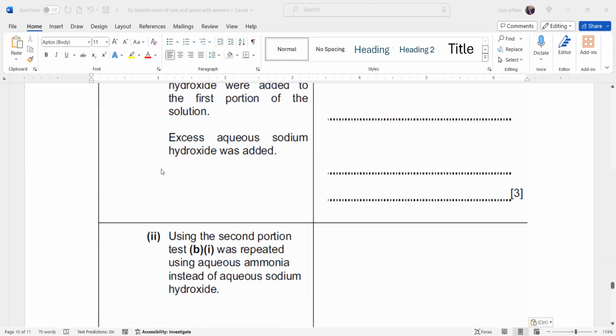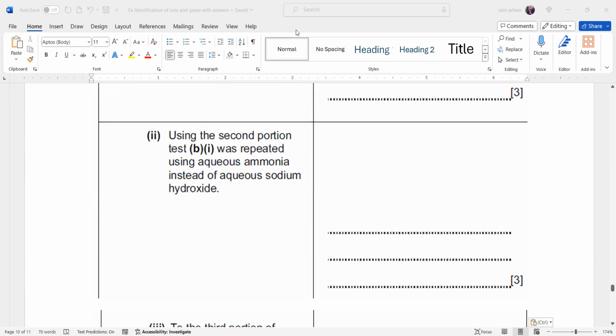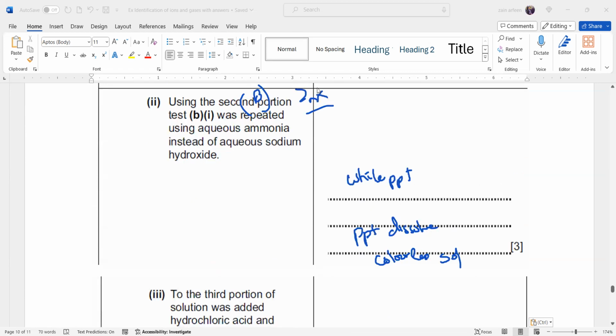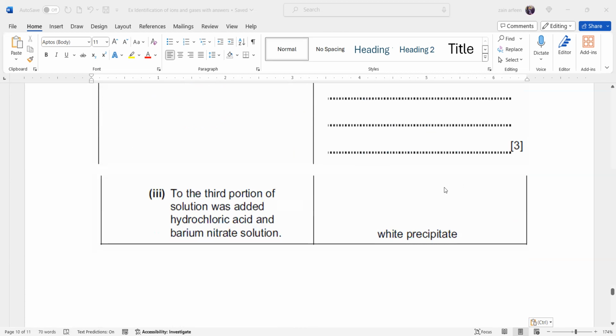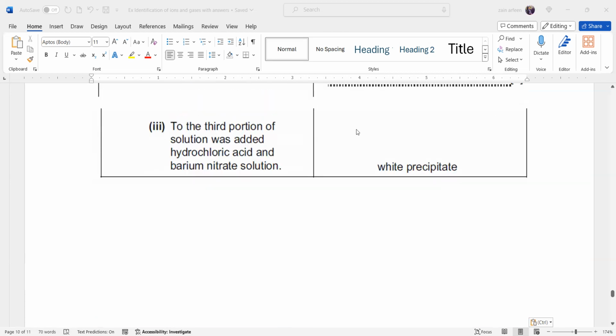And because it's a zinc salt, the second portion we repeat with aqueous ammonia. What will be the observation? Same observation, because it will be a white precipitate which will dissolve and form a colorless solution. But don't write same, write white precipitate because 3 marks are there, so you're not supposed to just write same. Mention what you will observe.